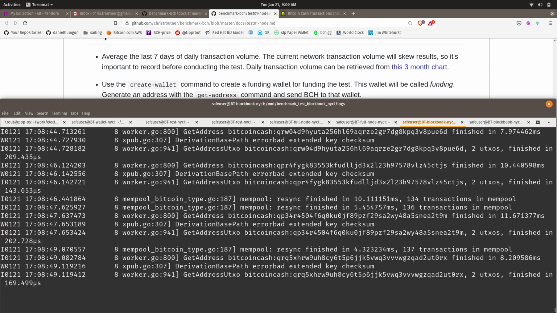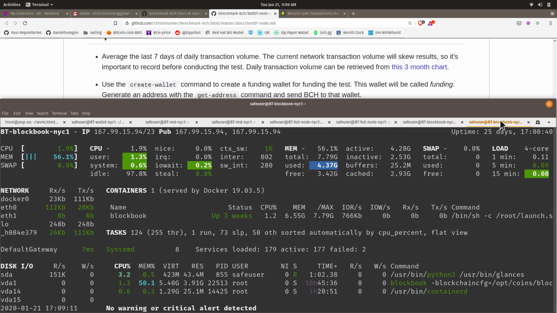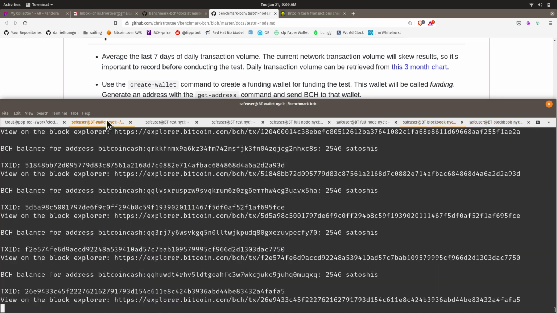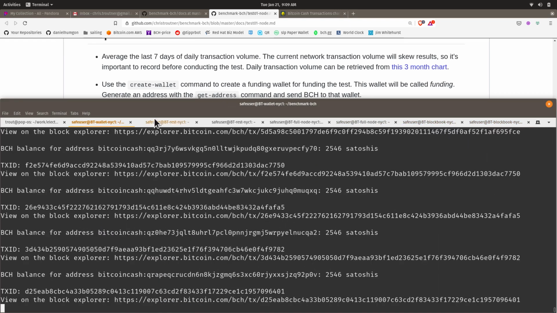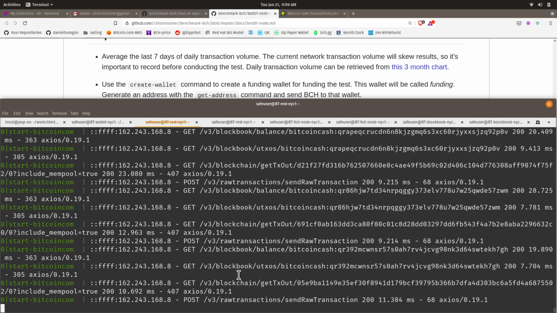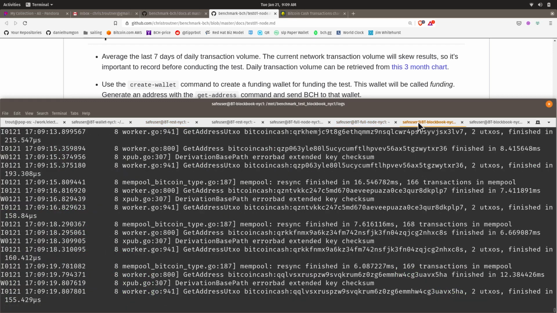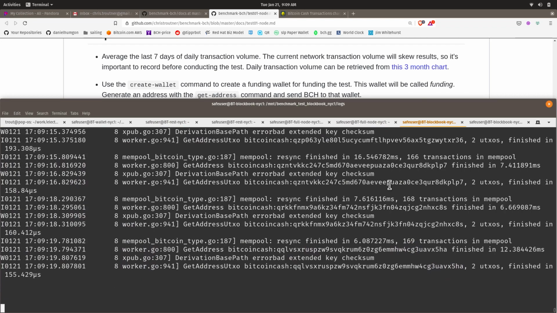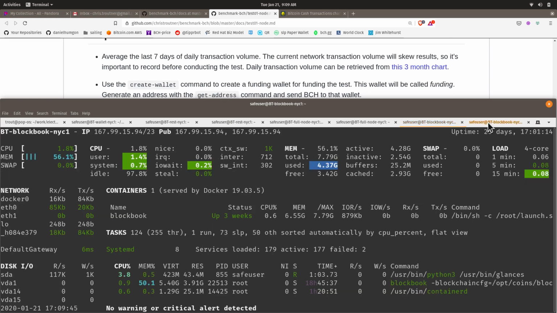Blockbook is also doing really well. It's using almost no CPU. It's using 50% memory. Okay, we can still see those coming through. I'm a little worried about Blockbook. I should be seeing more of an output here, but there's probably a reason for that.